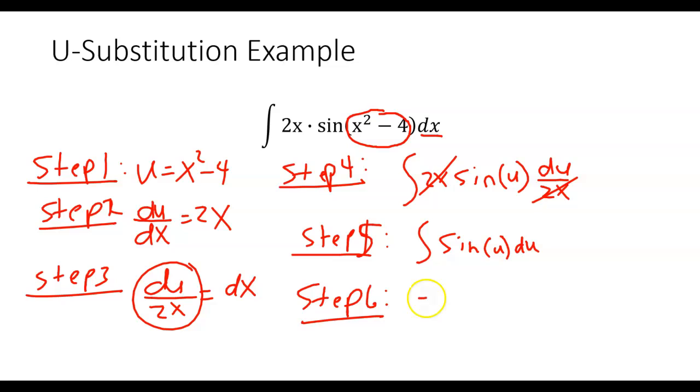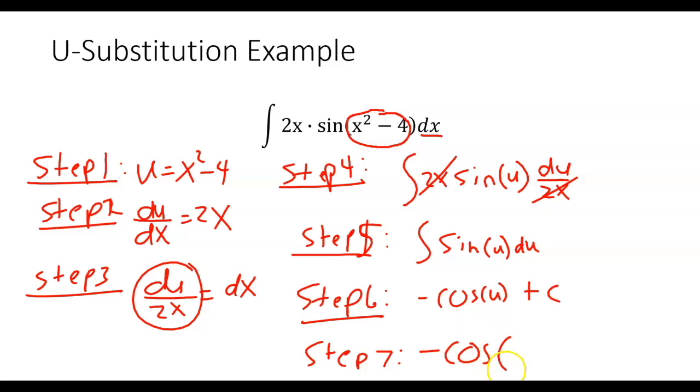The integral of sine is negative cosine. Don't forget your plus c. Step 7 then would be to put the u back in. My u was x squared minus 4. Okay, so that's u substitution.